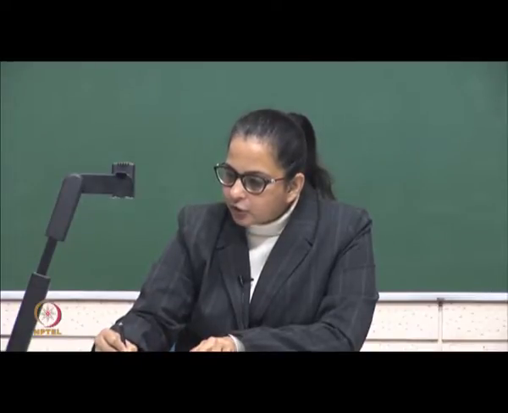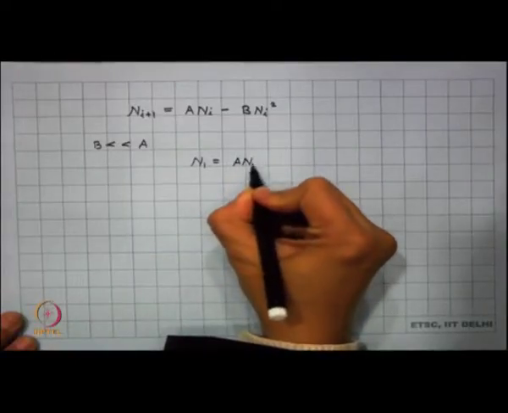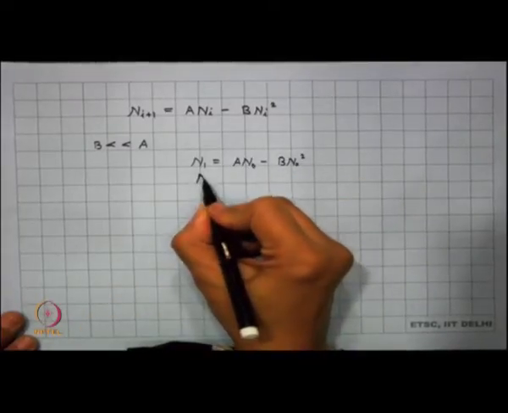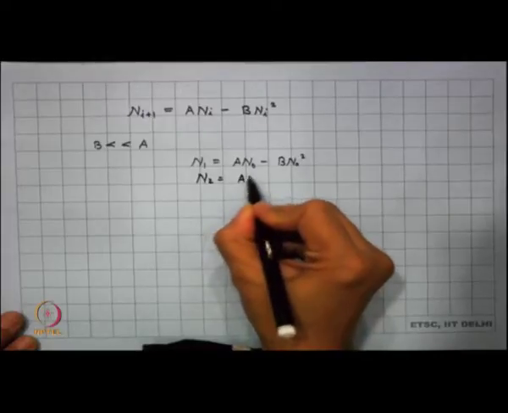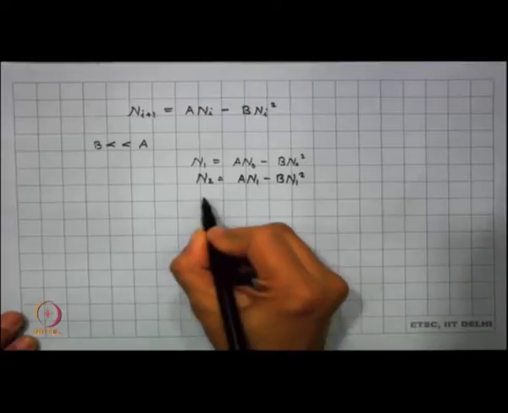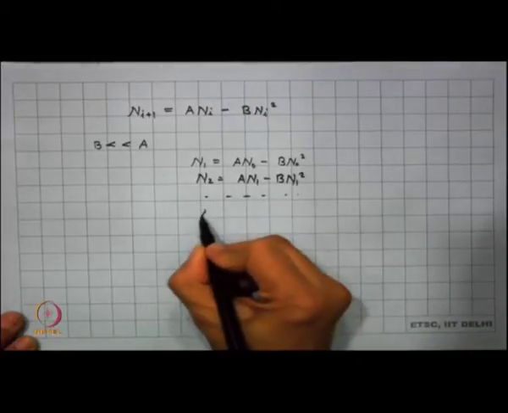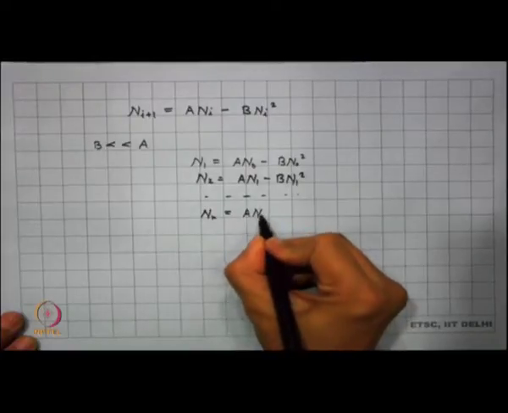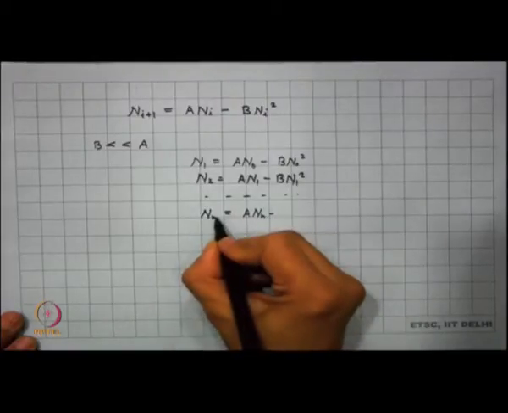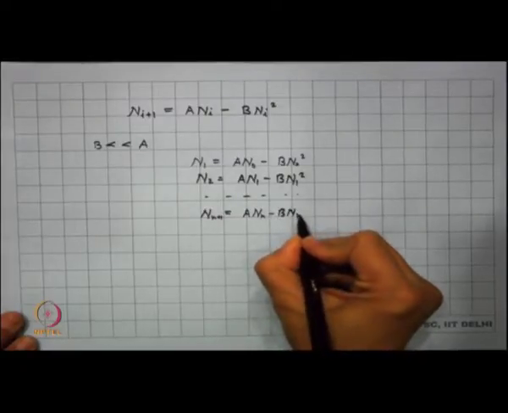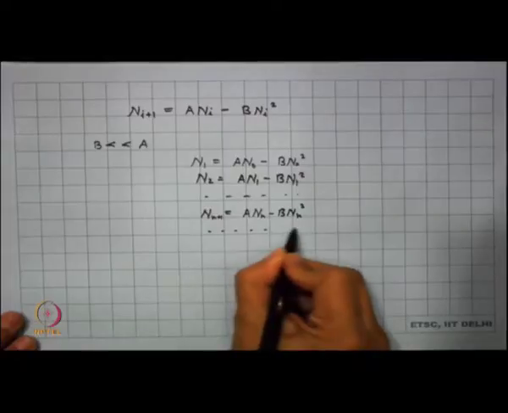So, we observe here that I can write N1 equal to A times N0 minus B times N0 square. N2 can be written as A times N1 minus B times N1 square, and so on. At the nth stage I can write N(n+1) equal to A times Nn minus B times Nn square and so on.